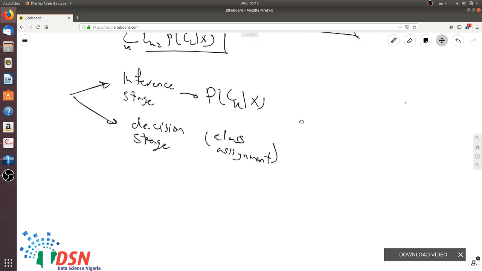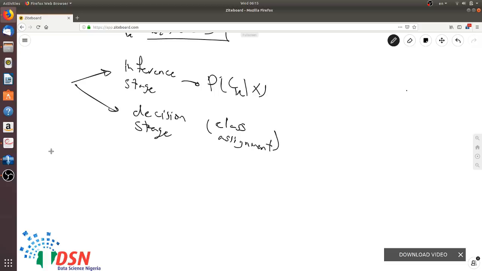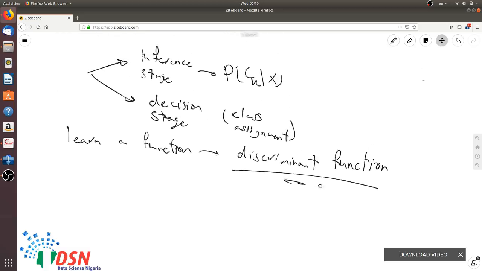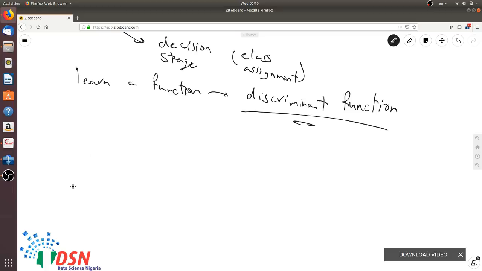But actually we have another solution for solving our problem. An alternative is to solve both of these problems at the same time and learn a function that can map x directly into the labels. We call this a discriminant function. In fact, if you want to put it in a nutshell, we have three different approaches, and now we list them in decreasing order of complexity.